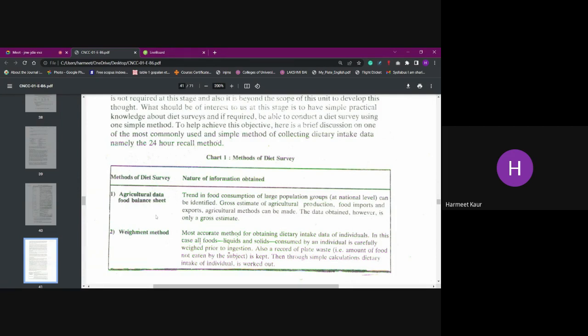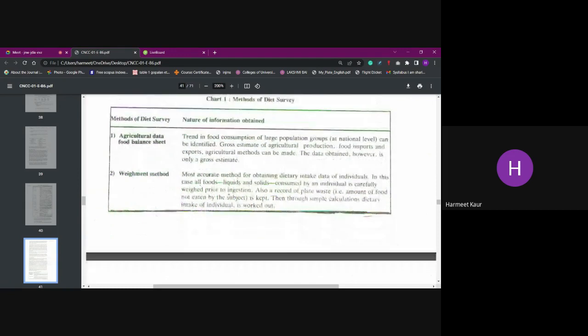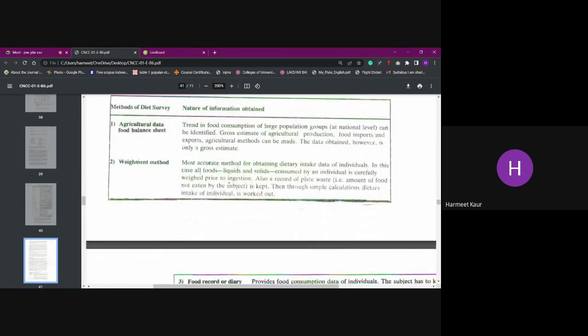Then we have different methods at the individual or family level. So the first one is what? Weighment method. As the name suggests, you have to weigh. In this case, you will go to the home of that person, so you have to visit the house on the day of analysis, and you are going to obtain the dietary intake data.